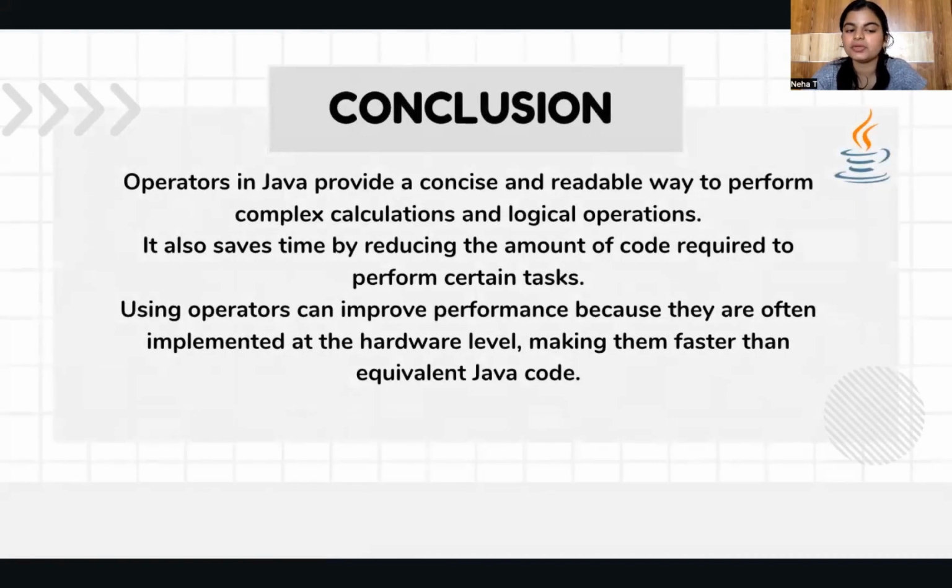And for conclusion, operators in Java provide a concise and readable way to perform complex calculations and logical operations. They also save time by reducing the amount of code required to perform certain tasks. Using operators can improve performance because they are often implemented at the hardware level, making them faster than the equivalent Java code. So this is all about the operators. We've seen arithmetic, assignment, relational, logical, bitwise, shift, ternary, instanceof, etc. These we'll be using to make our work easy and to make the calculations easier.